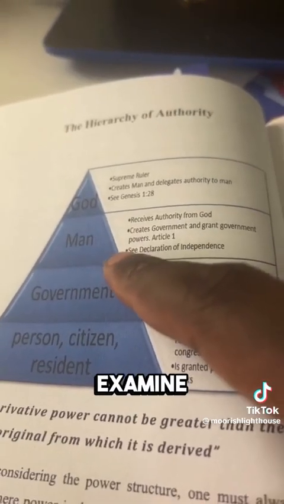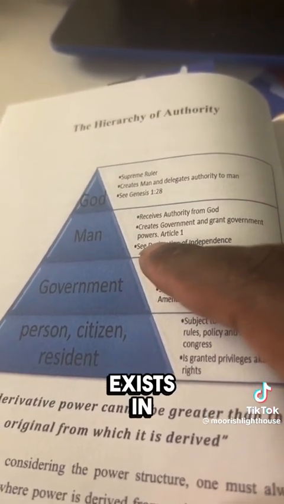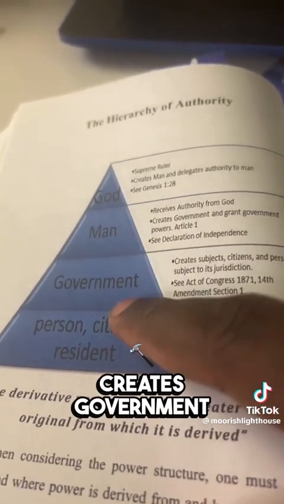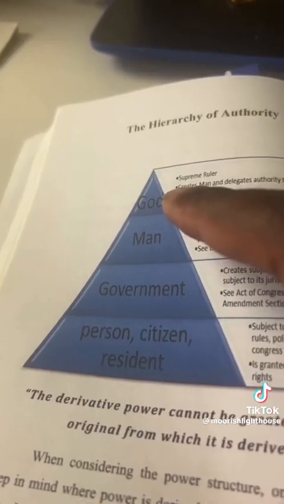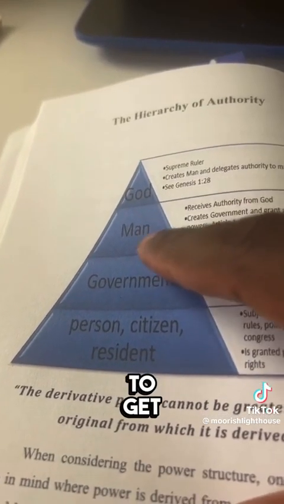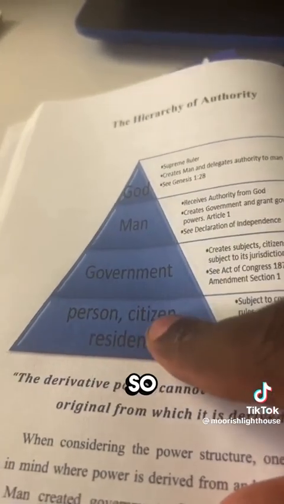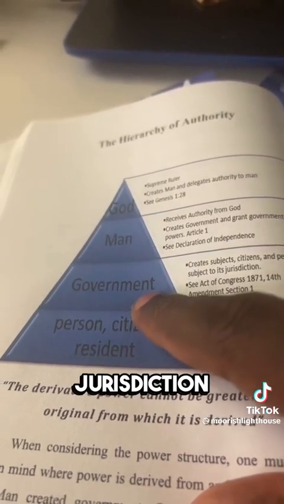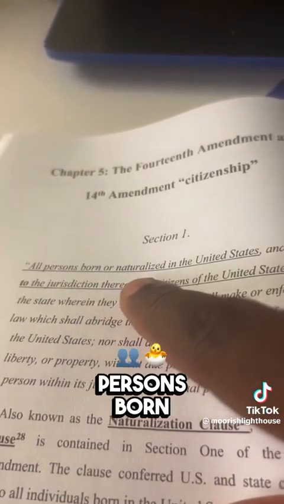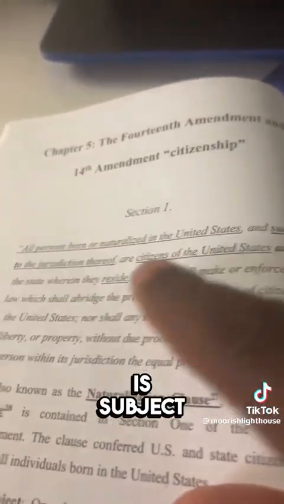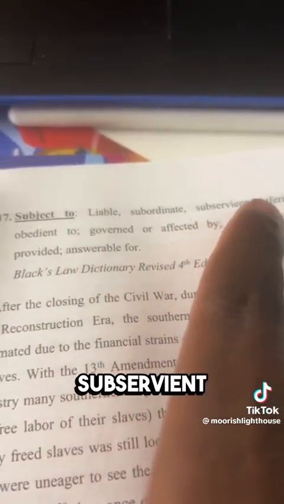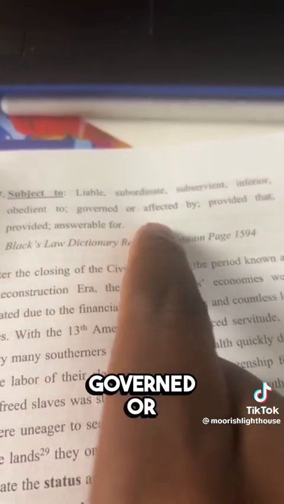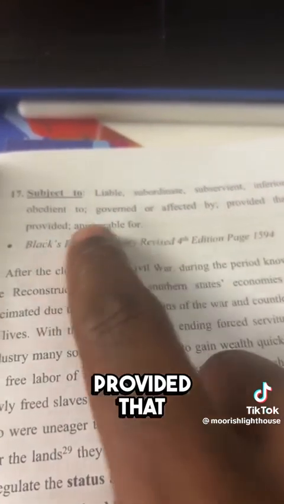And if we examine the hierarchy of authority that exists on this planet, we see that man creates government. But now we have government that created its own citizenship. And so the trick is they got you to go from this status all the way down here. So now you're subject to this jurisdiction, which, again, is all persons born or naturalized in the United States and subject to. Subject to in law means liable, subordinate, subservient, inferior, obedient to, governed or affected by, provided that, or answerable for.